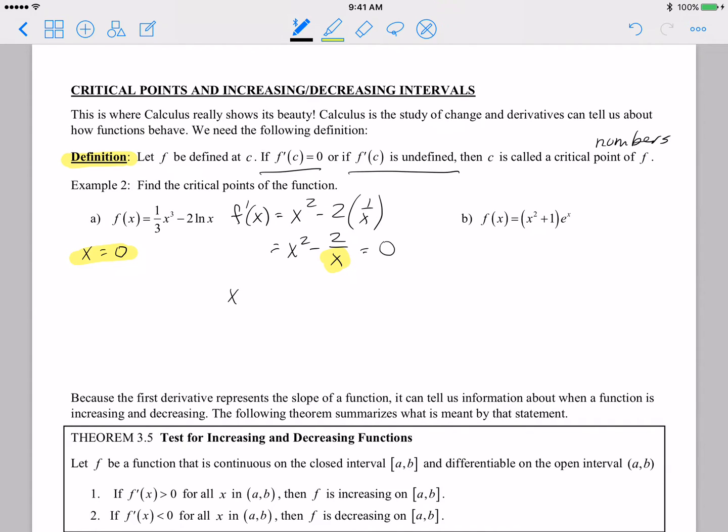So if I move over the 2 over x term and then multiply both sides by x, what I'm going to be getting is x cubed is equal to 2. And to get x by itself, I'm just going to take the cube root of both sides.